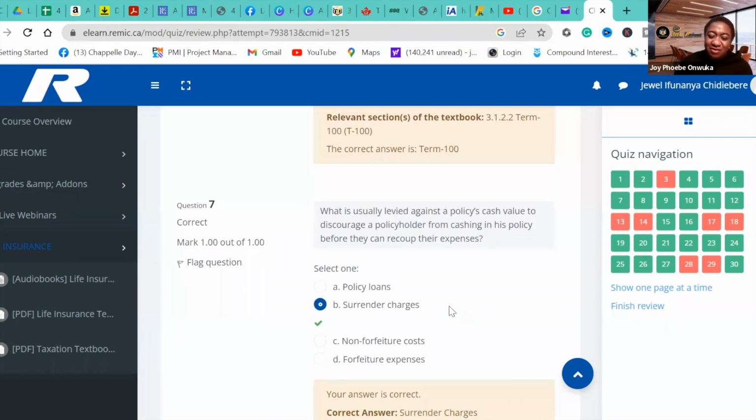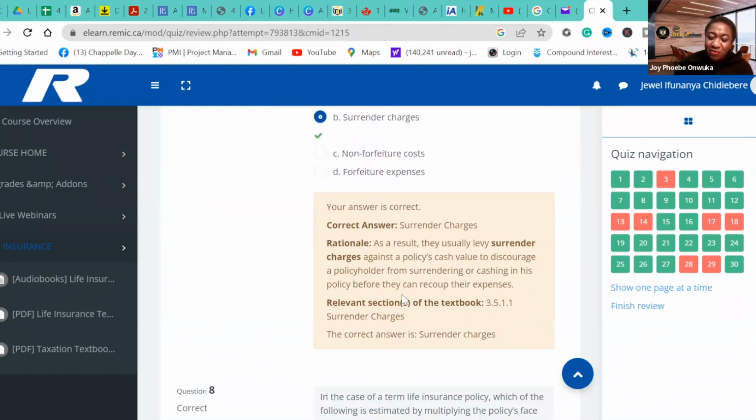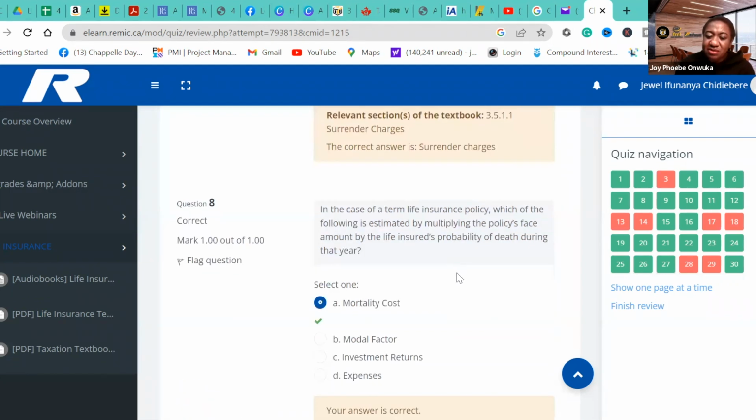All right. Okay. The next one, we got it too, which is usually levied against policy cash value. It is the surrender charges. And here the rationale says that as a result, they usually levy surrender charges against a policy cash value, to discourage a policyholder from surrendering or cashing in on his policy before the insurance company recoups their expenses. Okay.